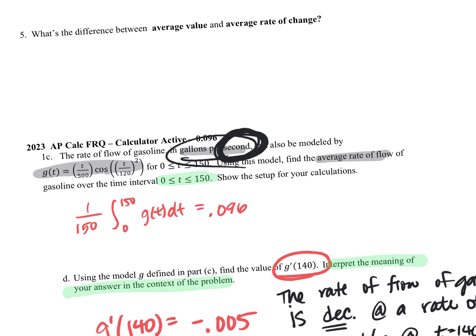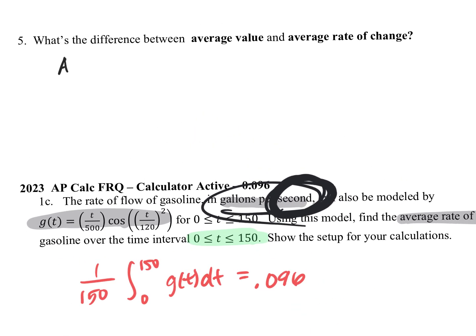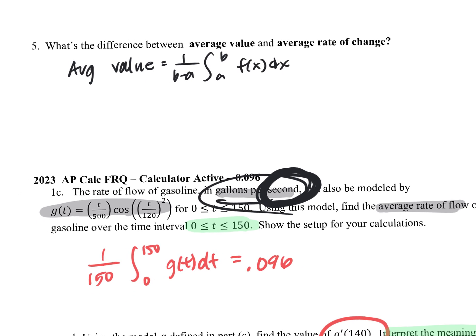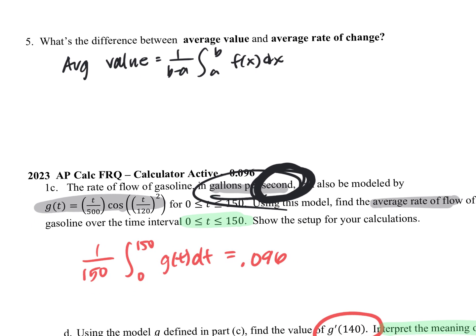So let's just remind ourselves, we know average value. Average value is, again, 1 over b minus a, the integral from a to b of my function. And I described that, if I'm trying not to use my word in the definition, as the average quantity or a rate, whatever it is, over that period of time.